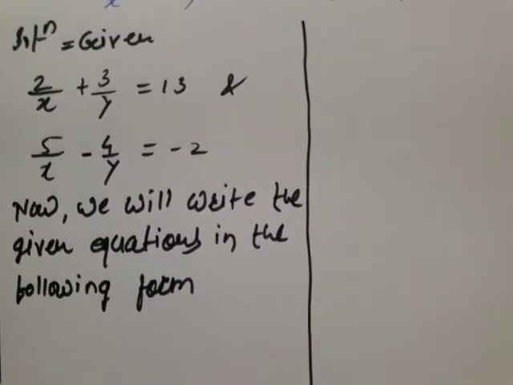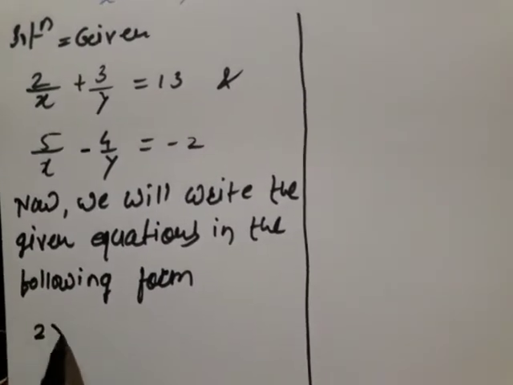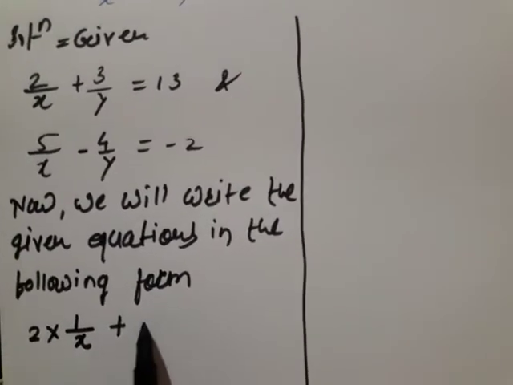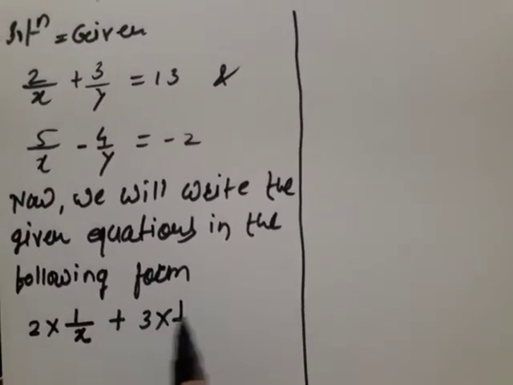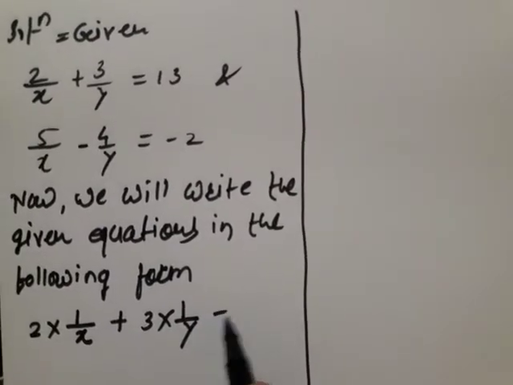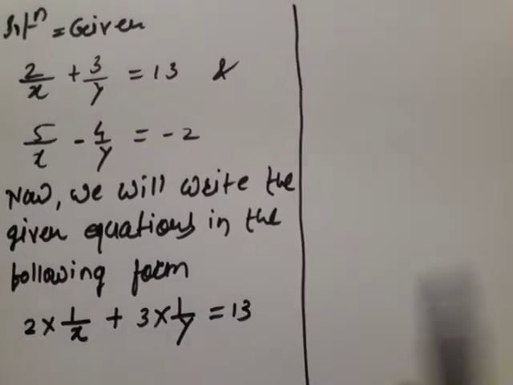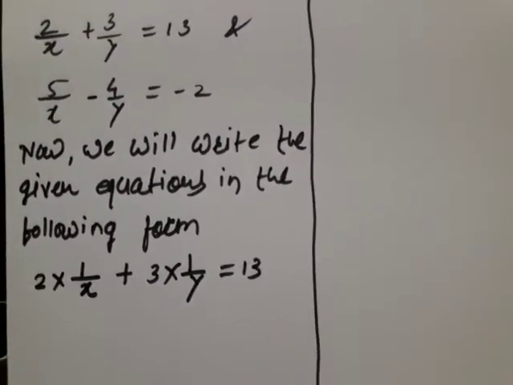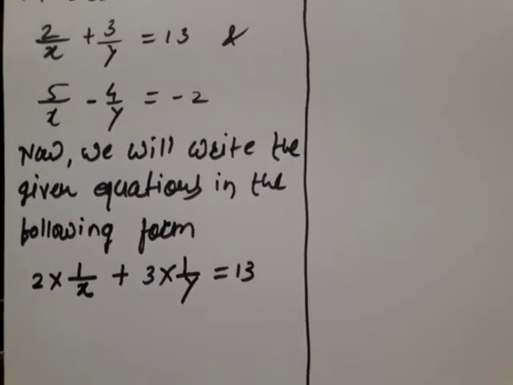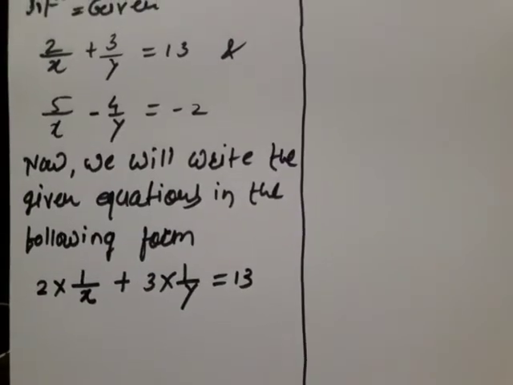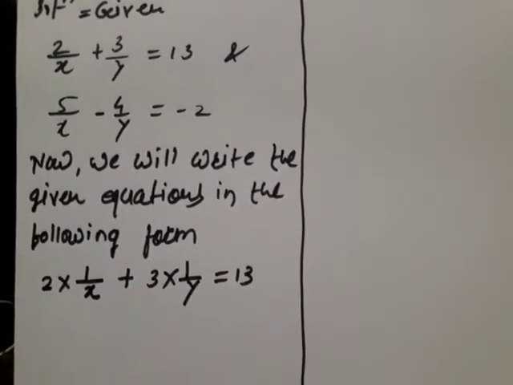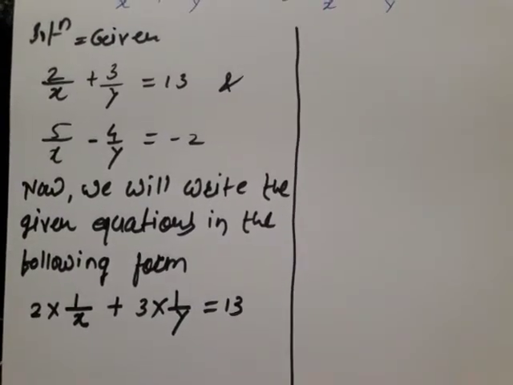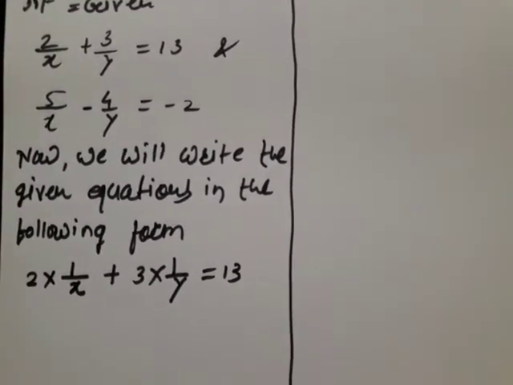Look, I write the first equation here: 2 into 1 divided by x plus 3 into 1 divided by y is equal to 13. Look at this carefully, what I have written over here. This is very important and this is the turning point of the example. Here only we are going to turn the example. Many times, last year and before that also, whenever we teach this method, students get confused over here only.